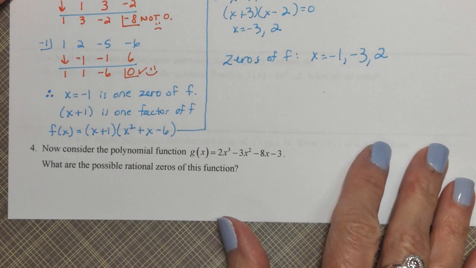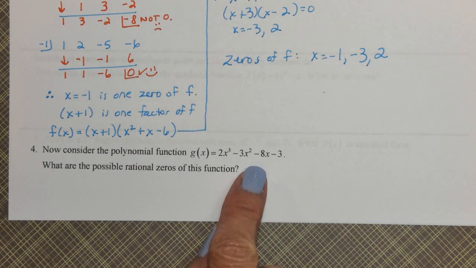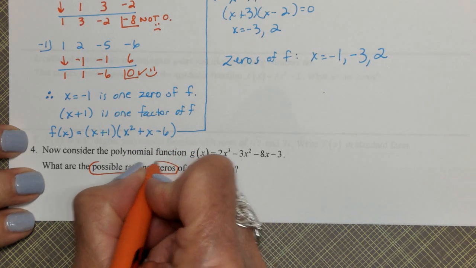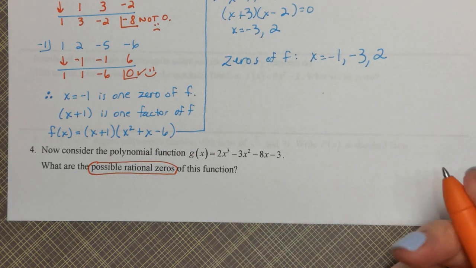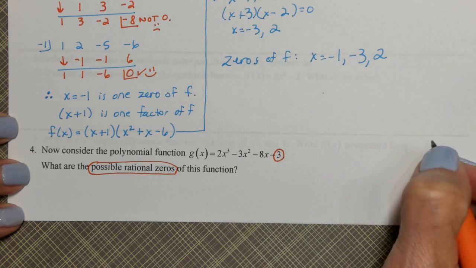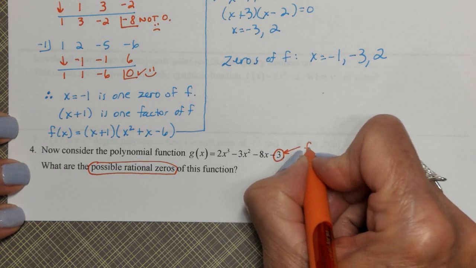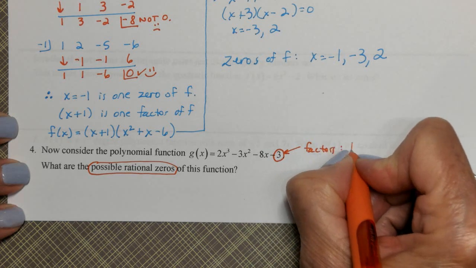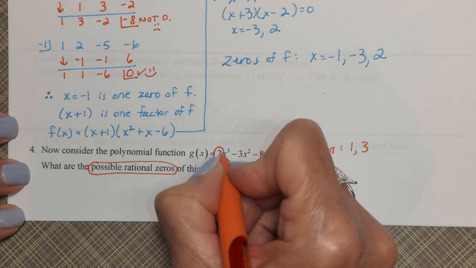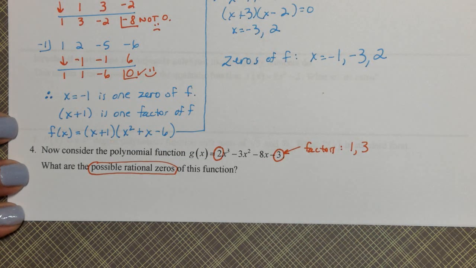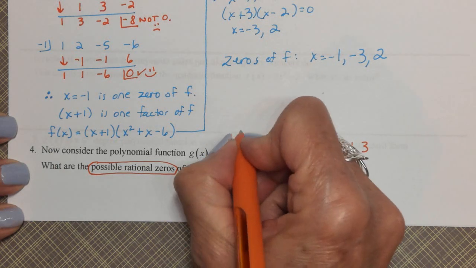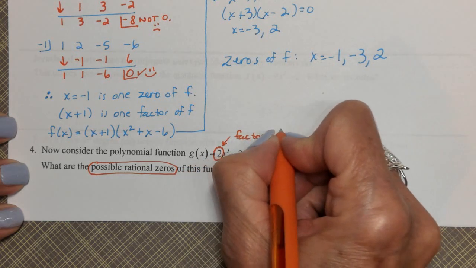All right, let's consider this polynomial function. What are its possible rational zeros? What would we try? Would we try 10? No, we wouldn't try 10. I'm looking at this number back here. Factors of this are 1 and 3, positive and negative. And then our possible rational zeros also depend on 2, the lead coefficient. Its factors are just 1 and 2.